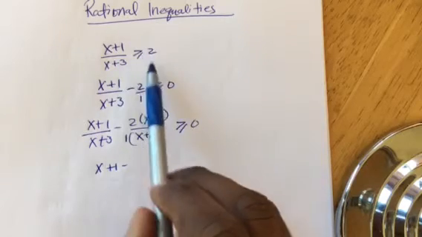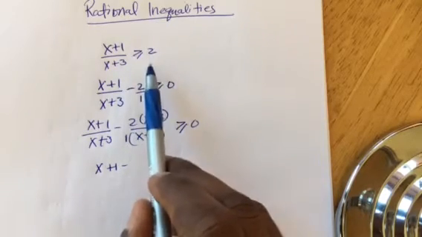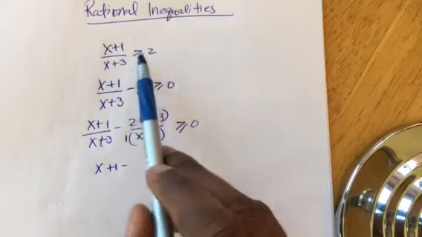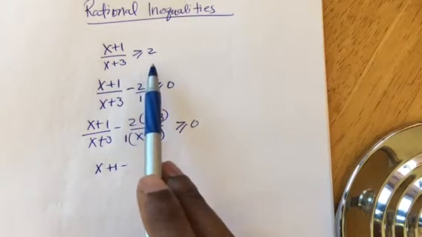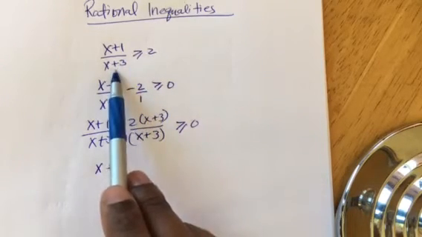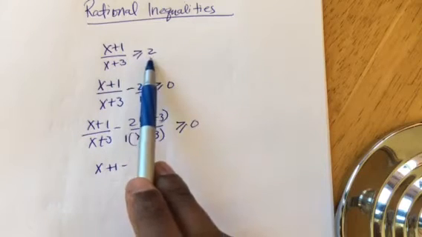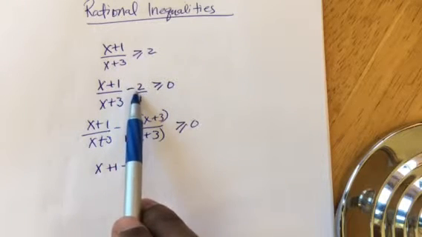So when you're doing a rational inequality, you want to make sure that everything is on one side. So we will move the 2 to the left. When you move something from one side of the equation to the other side, you change the sign. So 2 was positive, when we move it, it becomes negative 2.